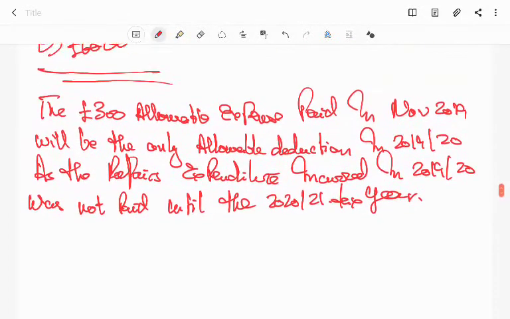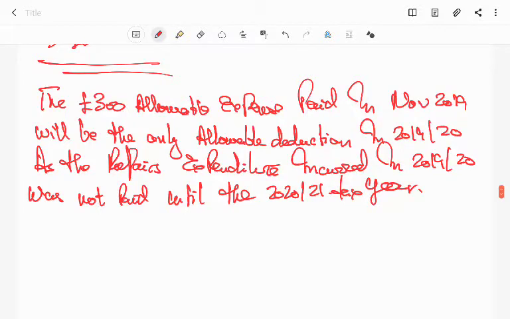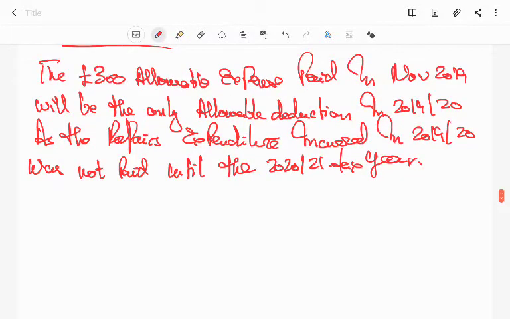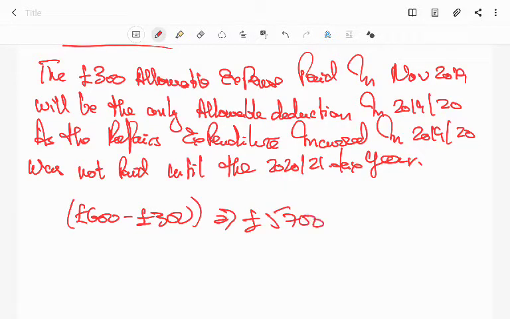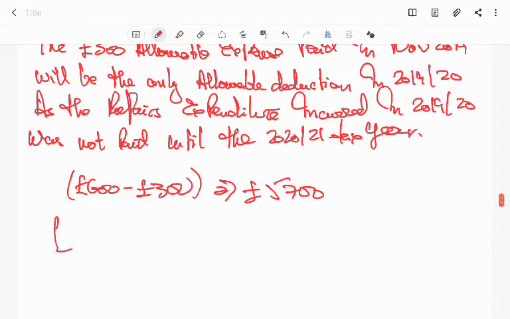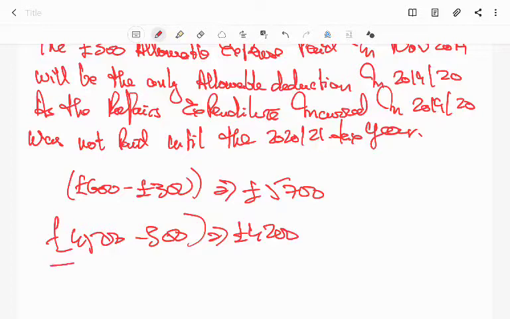If therefore the rental income is received quarterly in advance, the property income assessment will be £5,700. How? You can see that £6,000 minus £300 is £5,700. Whereas if the rental income is received quarterly in arrears, the assessment will be £4,500 minus £300, which gives you £4,200. Okay, so far so good.